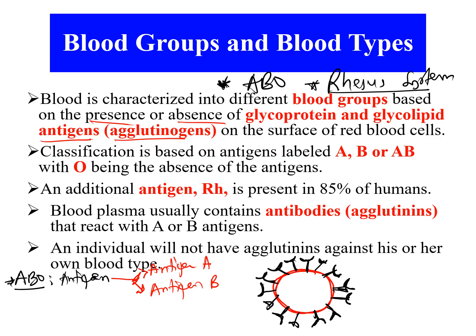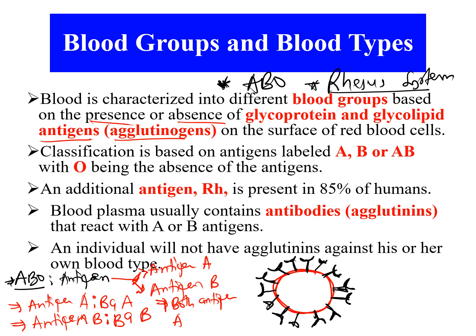So, if an individual's red blood cells have antigen A, then that person is going to be blood group A. If an individual's red blood cell has antigen B on the surface, then that individual is going to be blood group B. Individuals can also have red blood cells that have both antigen A and antigen B, and such a blood group is known as blood group AB.